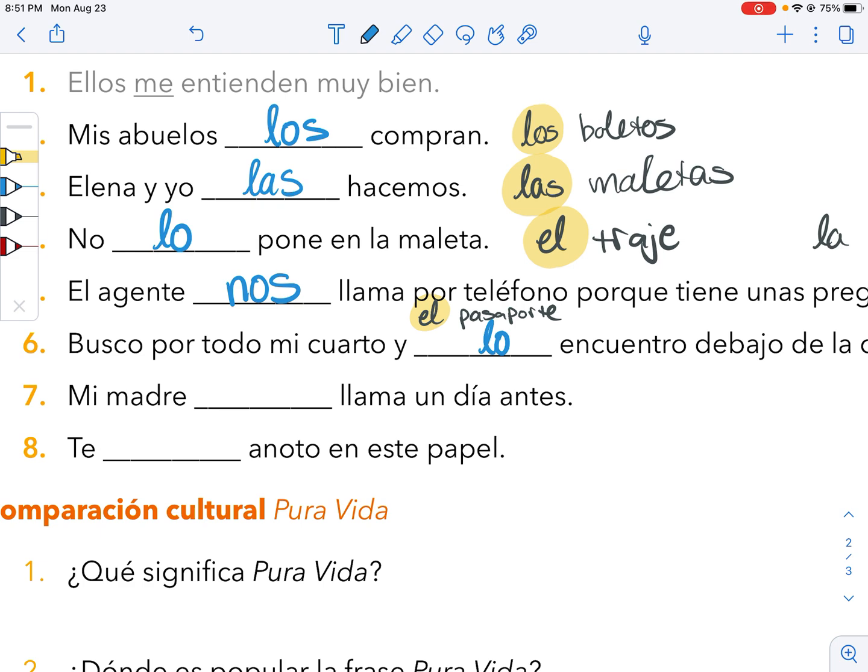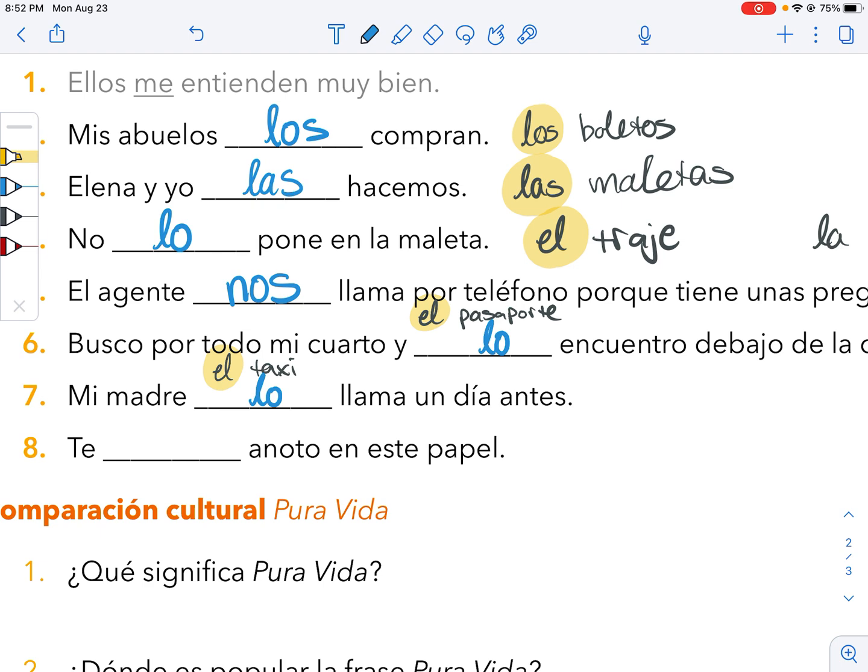Número 7, tomamos un taxi al aeropuerto. Mi madre llama un día antes. Okay, we're assuming that mom is calling about el taxi. She calls the taxi a day before. So to call it, lo llama.